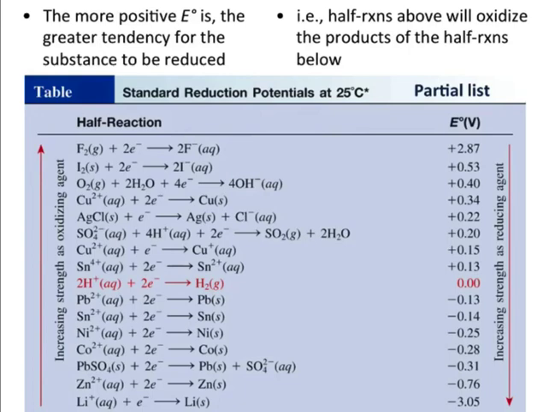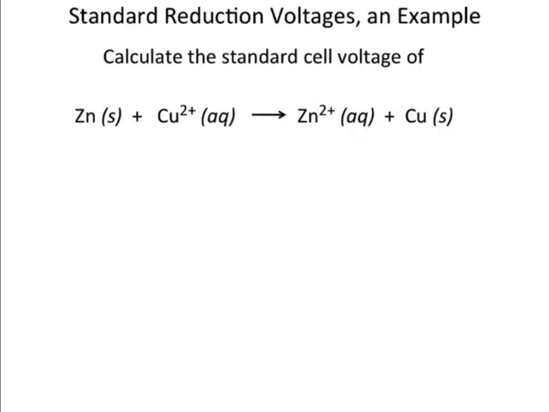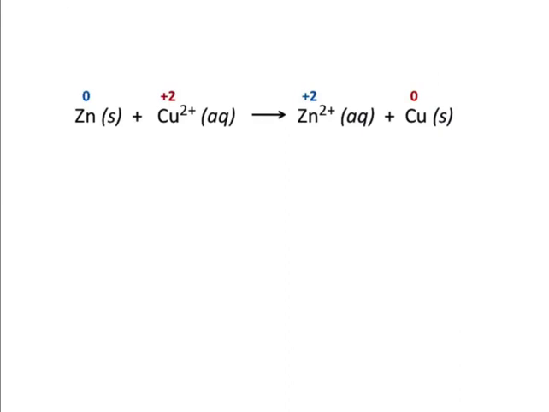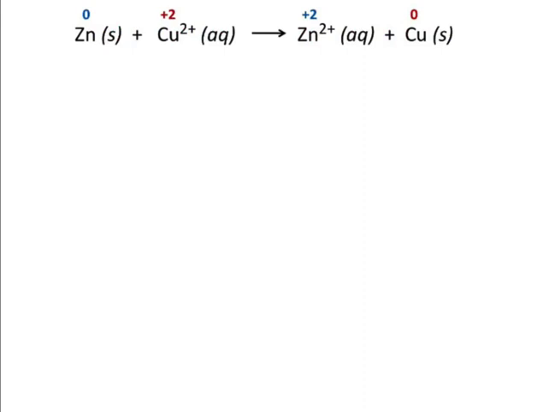And so because the things higher up on this list are more likely to be reduced, that means if you put two half reactions together, whatever's on the top is going to still reduce, and whatever's below it is going to wind up being oxidized. And so we'll show this in an example here. So we have this standard cell again. Here's the oxidation states of all these pieces. Let me scoot this up. So let's figure out what the cell voltage is of this thing.